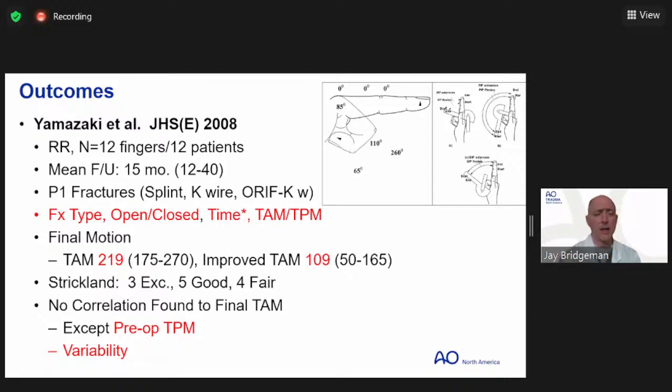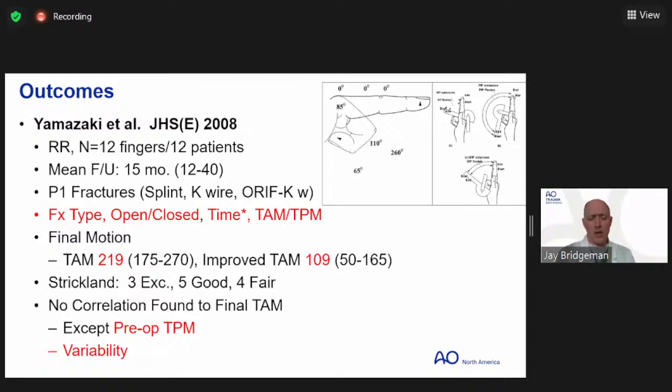And what they found was that the total active motion after flexor tenolysis only averaged 219 degrees. This represented an average improvement of 109 degrees of total active motion, ranging from 50 to 165 degrees. So fairly significant improvement in range of motion. And how they graded their outcomes on the Strickland criteria was 3 patients had excellent, 5 had good, and 4 had fair. They had no poor results in their group. But it was a very small study.